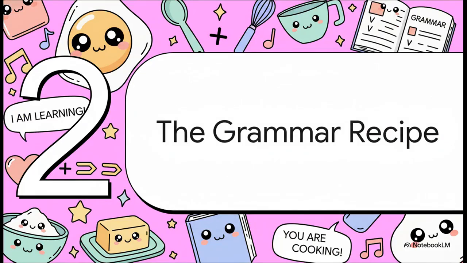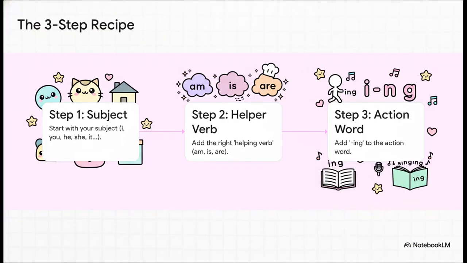Okay, now for the fun part. Let's forget about complicated grammar rules for a minute. We're going to think of this like a simple recipe with just 3 ingredients. And if you follow this recipe, you honestly can't go wrong. Let's break down our 3 little steps. So step 1, you always start with your subject. That's the person or thing doing the action, like I or she or the dog. Step 2, you add the helping verb. This is a really important little word. It's either am, is, or are. And finally, step 3, you take your action word like run or talk, and you just add ing to the end. So it's subject plus helping verb plus your action word with ing. That's it. That's the whole recipe.